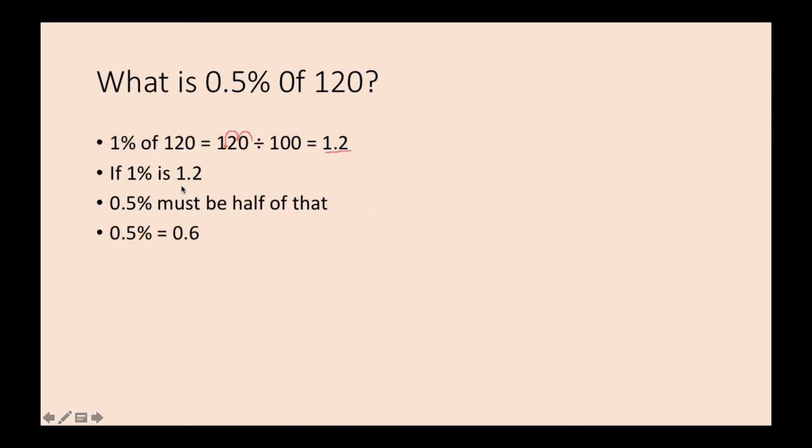So half of 1.2 is 0.6. You could also think about this as 12, and you know that half of 12 is 6, but obviously it's not 12, it's 1.2, so you have to write it as 0.6. Okay? What about this one then?